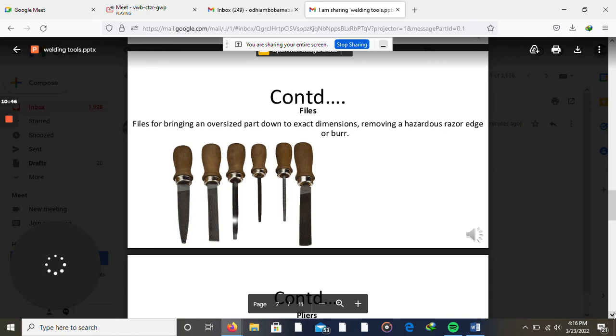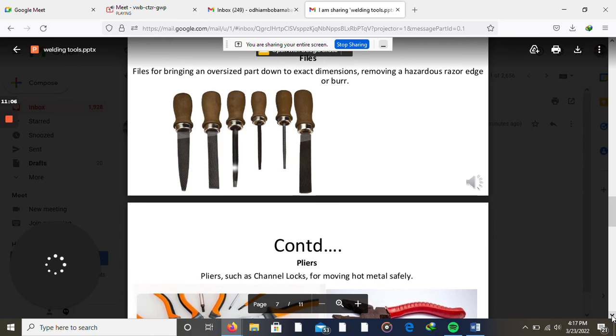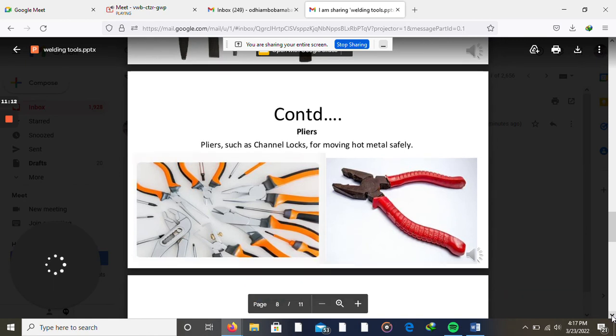So we will continue. Our next slide is about files. Files are of various types. The function of files is for bringing an oversized part down to exact dimensions and removing a hazardous razor edge or burr. As you can see on your screen, there are various of them. There are flat files and round files, and the other ones are of different shapes.